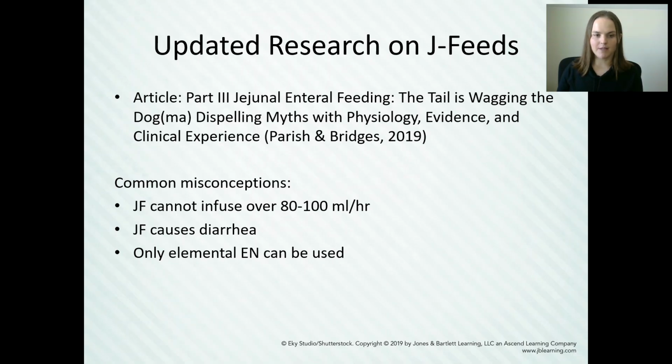There's a lot of belief that jejunal feeds cause diarrhea, and that's not necessarily true. Again, it depends what's going on with the patient. And then because you don't have digestion and breaking down in the stomach, a lot of people think that an elemental or semi-elemental formula would be necessary. But there's a lot of evidence to show that a standard formula is perfectly appropriate for patients with the J-tube.